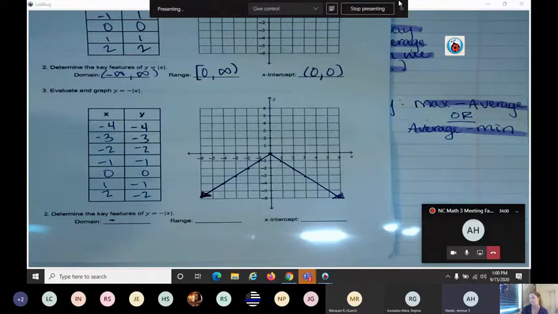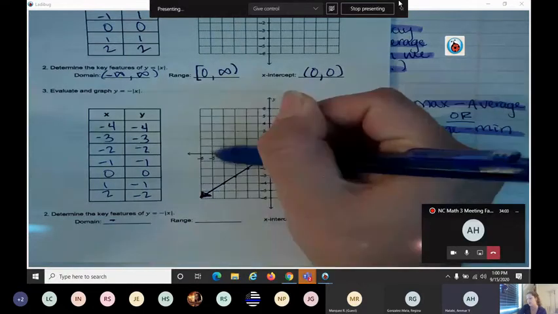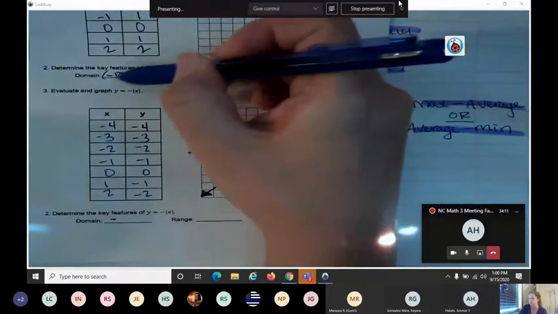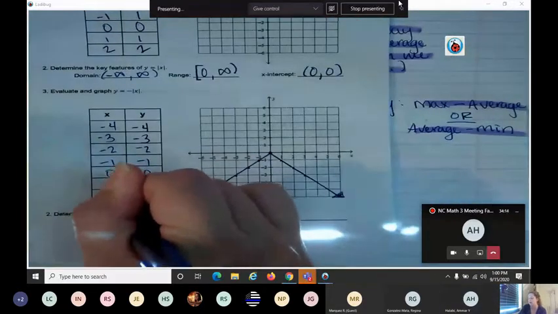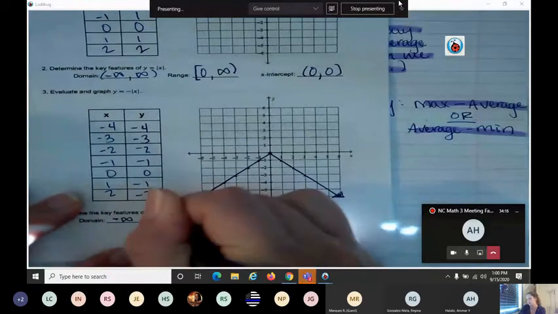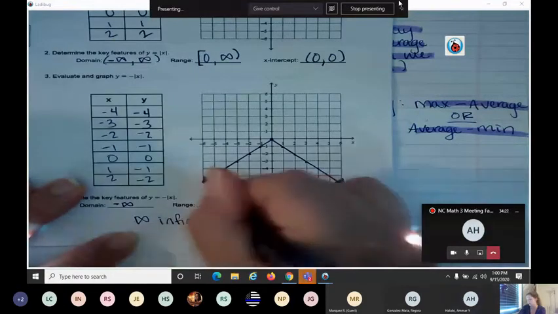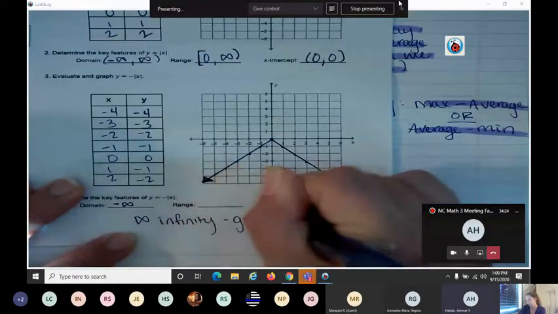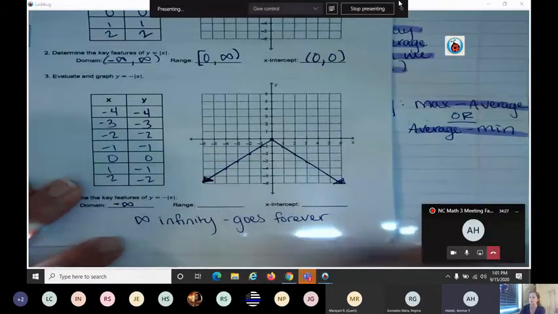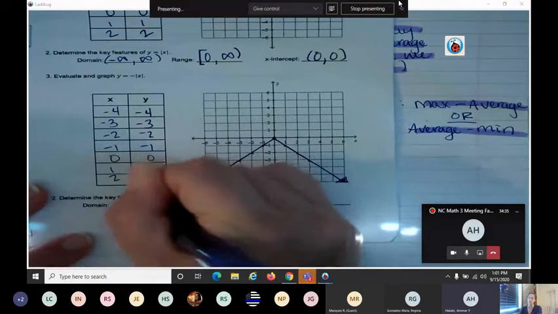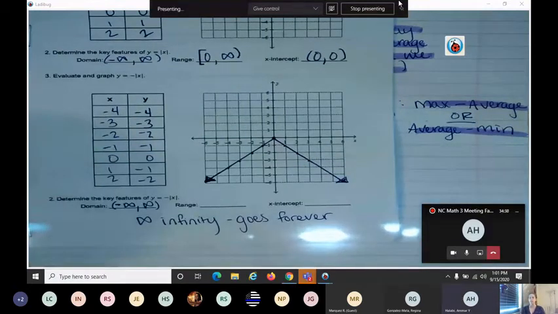No, -5 is this value here, but look, there's a point at -6, so it goes further than -6. We're going to use this infinity symbol. Infinity indicates that it doesn't stop, it goes forever. If it's positive, it's moving to the right. If this is negative, it's moving to the left. So we're going from negative infinity to positive infinity here. Does that make sense?